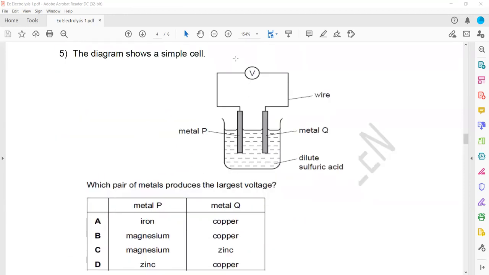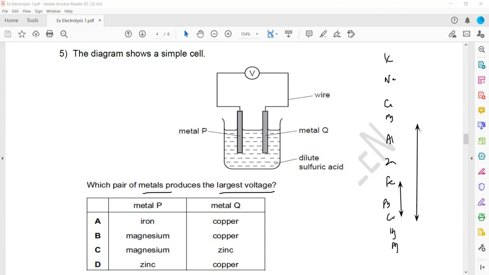The diagram shows a simple cell. Which pair of metals produces the largest voltage? So we have to check the reactivity. We have potassium, sodium, calcium, magnesium, aluminium, zinc, iron, lead, copper, mercury, silver. So when we check metal, iron and copper, magnesium and copper, magnesium and zinc and copper. So magnesium and copper has the greater difference in the reactivity compared to others. So that's why B will be the right answer.